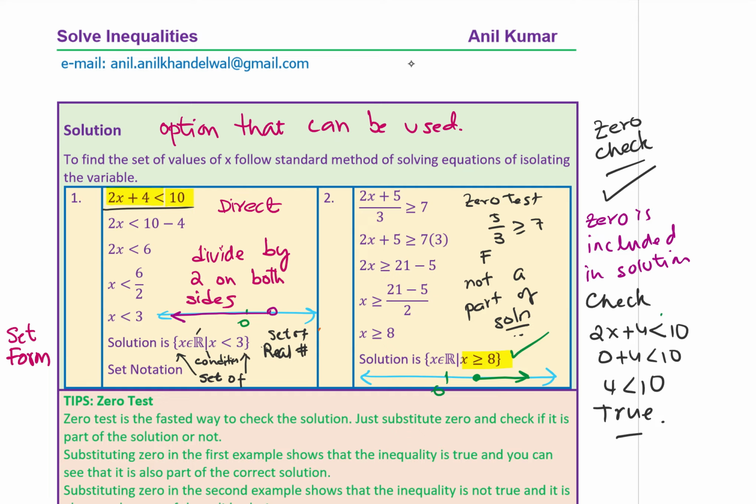Steps followed are as discussed. So what we did was we multiplied by 3 on both the sides, getting 2x plus 3 greater than equal to 7 times 3. So that means that is 21. So we could write 21 directly and take 5 to the right hand side. 21 minus 5 now is on the right hand side of the inequality. So 2x is greater than or equal to 21 minus 5. And what is x? Divide by 2, get your result.